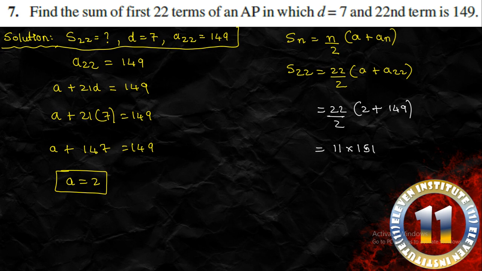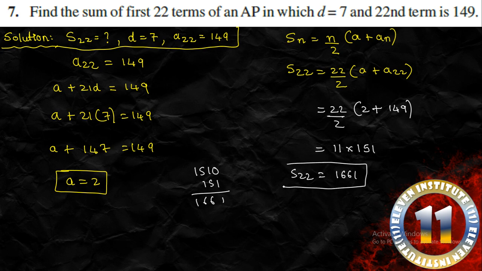Right? Now 151, in order to multiply with 11, what we will do is 1510. This is multiplication by 10. And when you add 151 to it, you will get multiplication by 11. So your answer is 1661. So we get S22 is equal to 1661. This is our answer. Very easy sum. Nothing to worry over here. Right? Please pause the video and write this down in your CW.